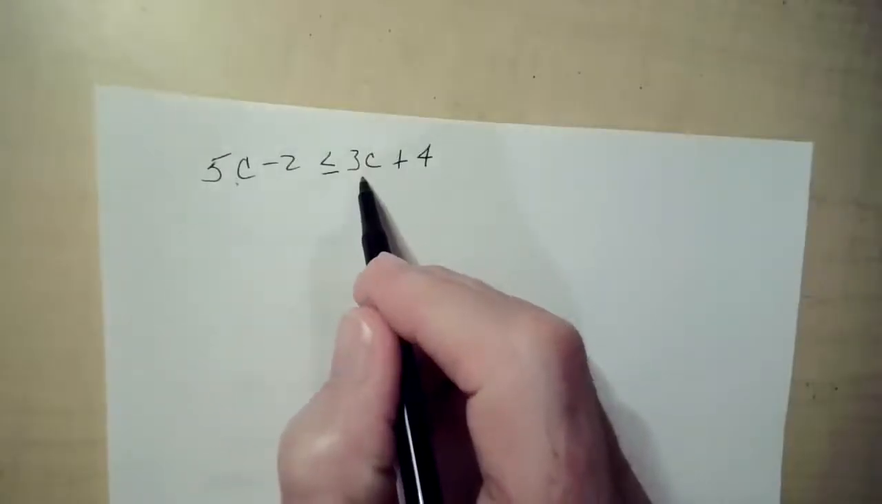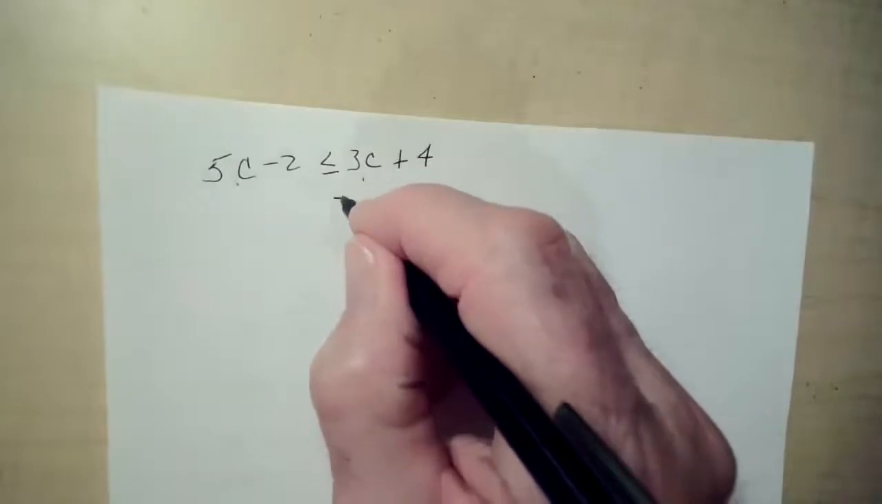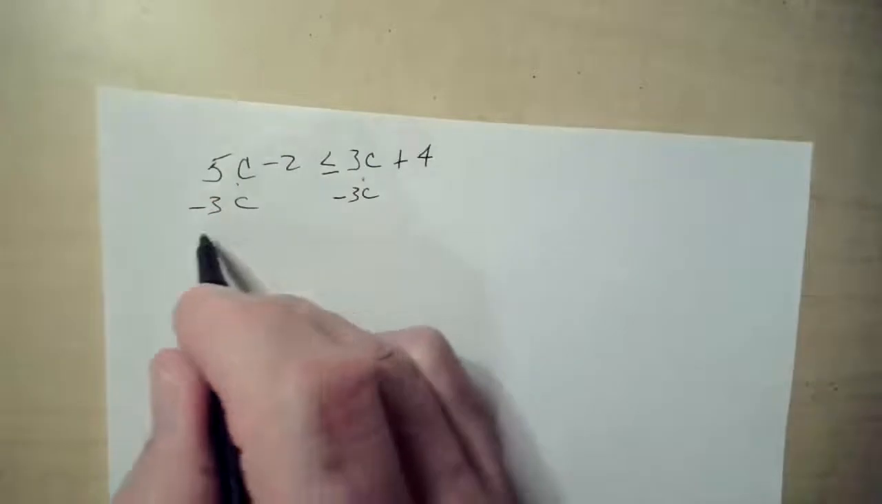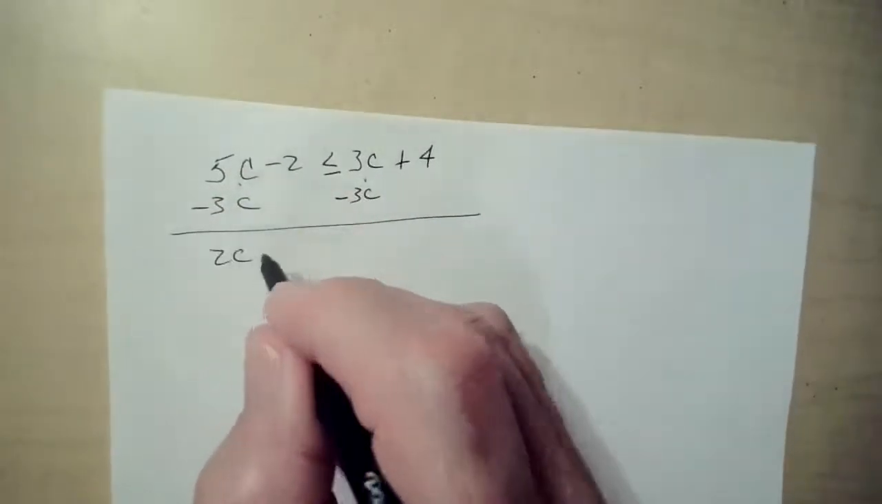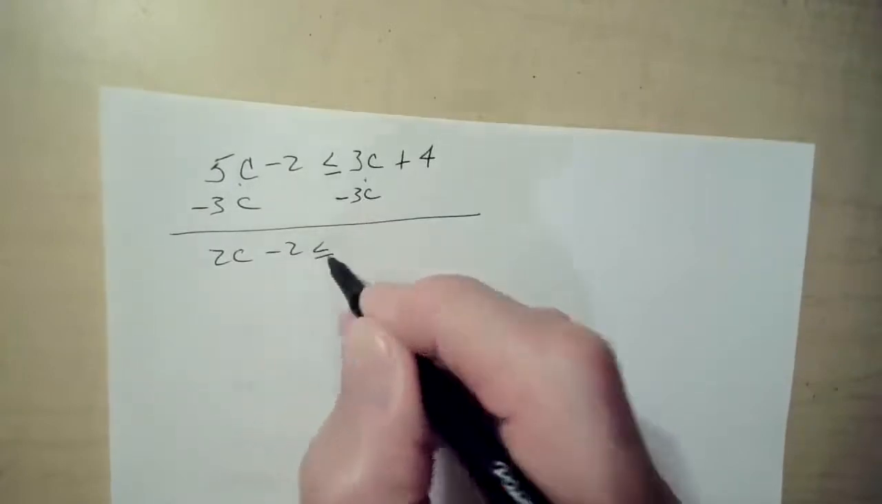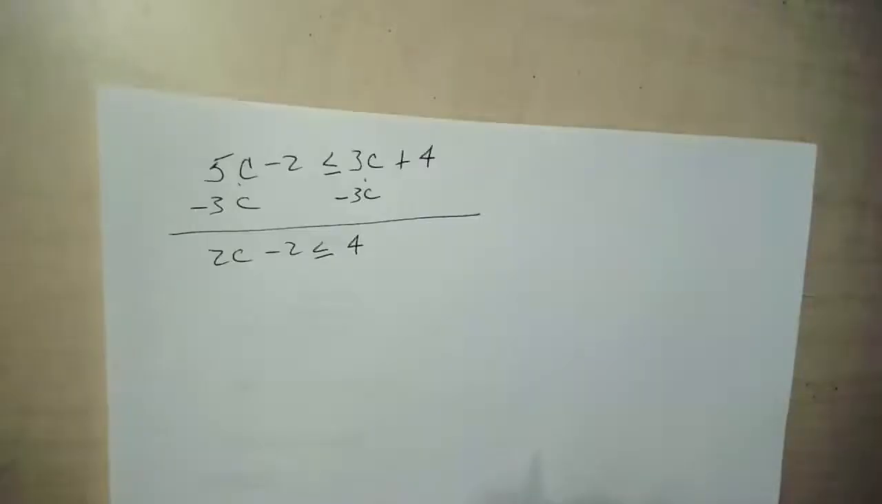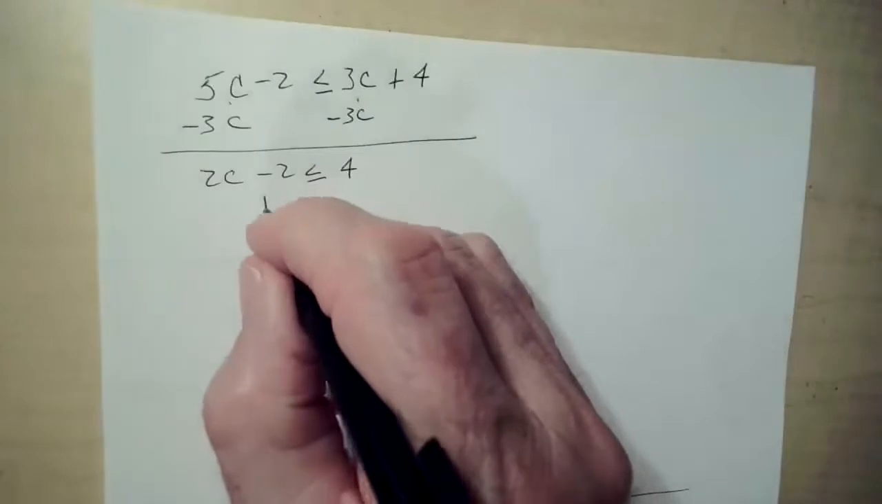Okay, there's 5 C's and 3 C's. Which one do you want to move? Think about them like a load of bricks. Which one do you want to carry, 3 or 5? Let's carry the 3, it's easier. So we subtract 3C from this side, subtract 3C from this side. 5C minus 3C is 2C minus 2, less than or equal to, that's gone, 4. Right? Everybody with me? Am I going too fast?